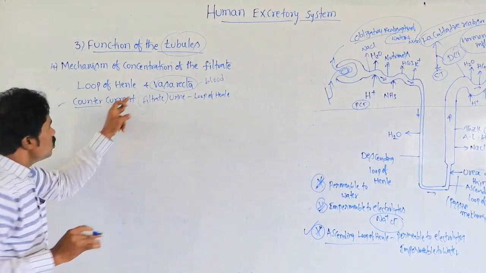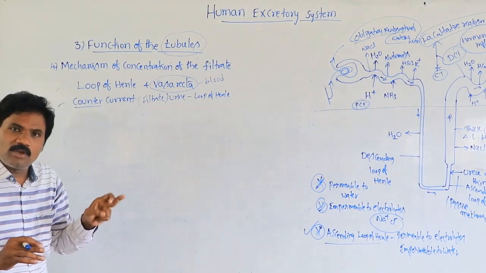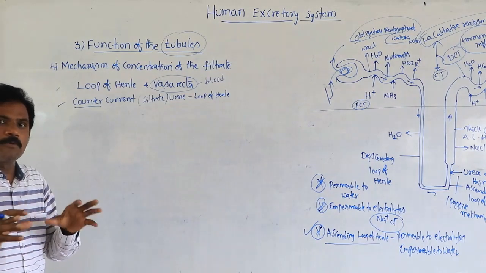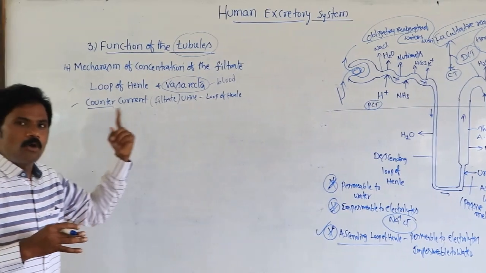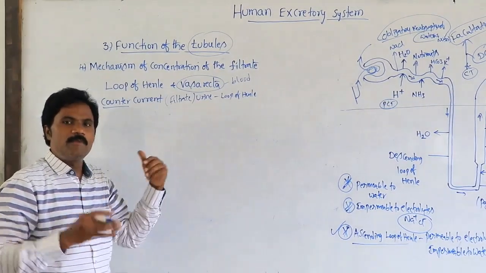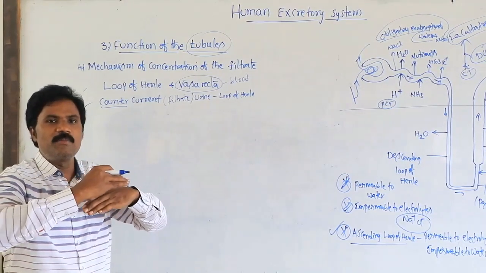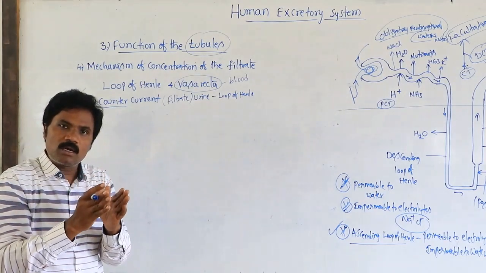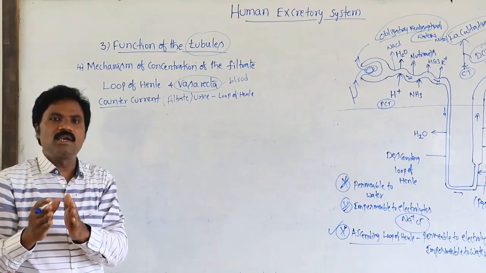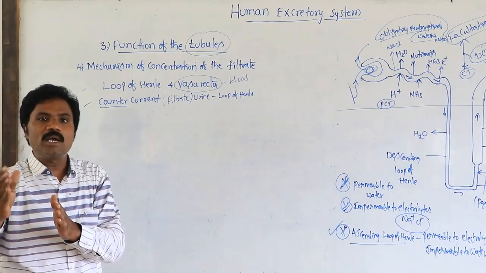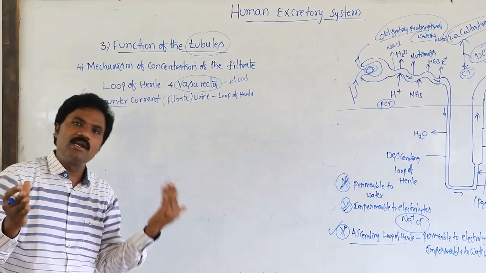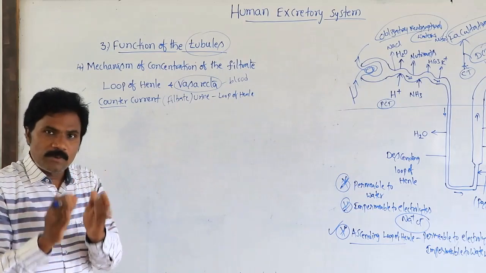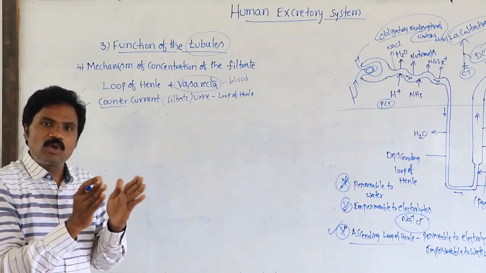Here, both the vasa recta as well as the loop of Henle we call the counter current mechanism. Both have a counter current pattern, with fluids moving in opposite directions. Both the vasa recta and the loop of Henle exchange their materials. Whatever is secreted from one tubule is reabsorbed by the other, and whatever is reabsorbed, the other is ready to secrete. So vice versa, there is a counter current mechanism present between the vasa recta and the loop of Henle.